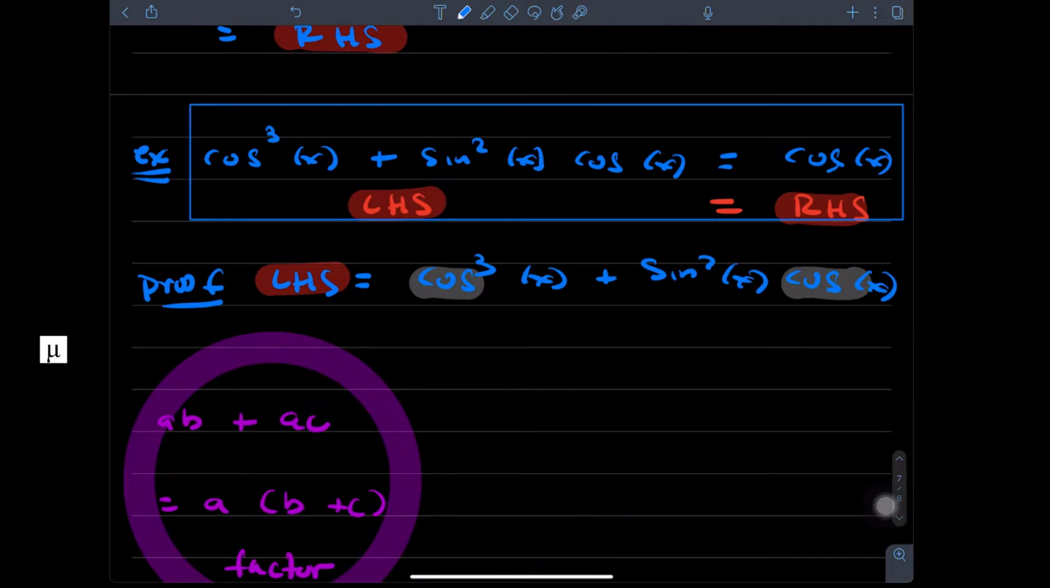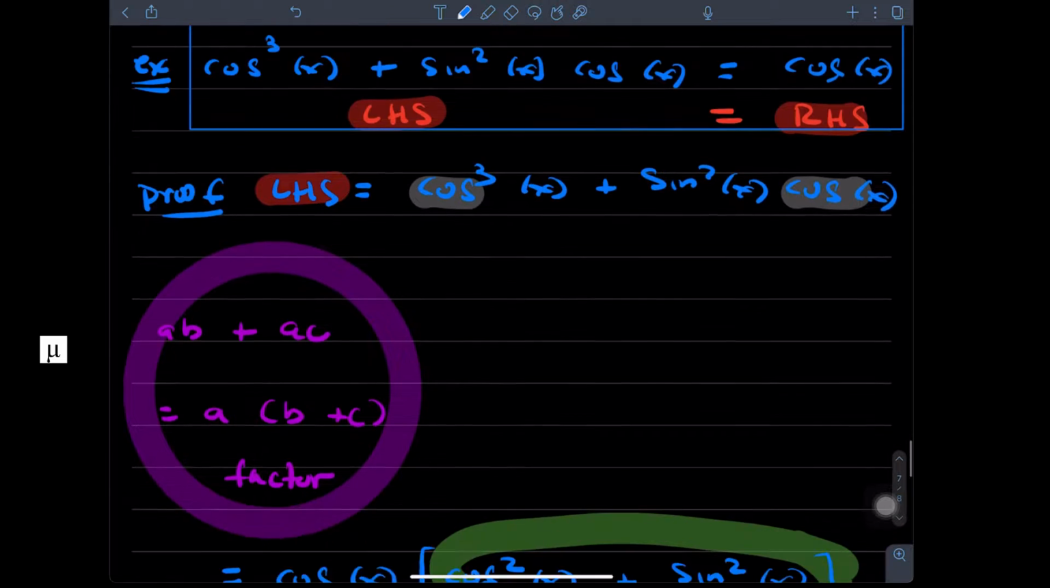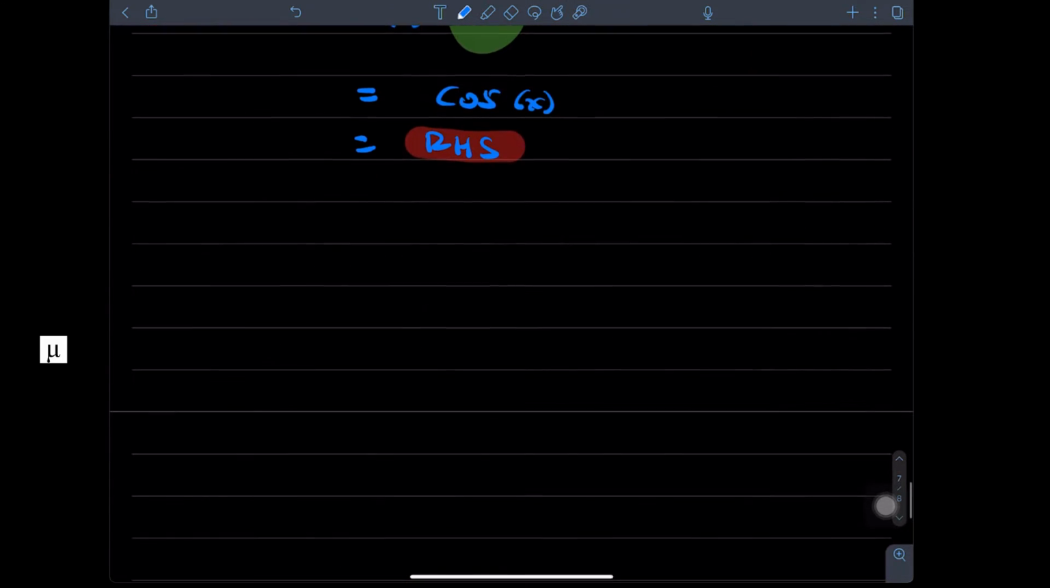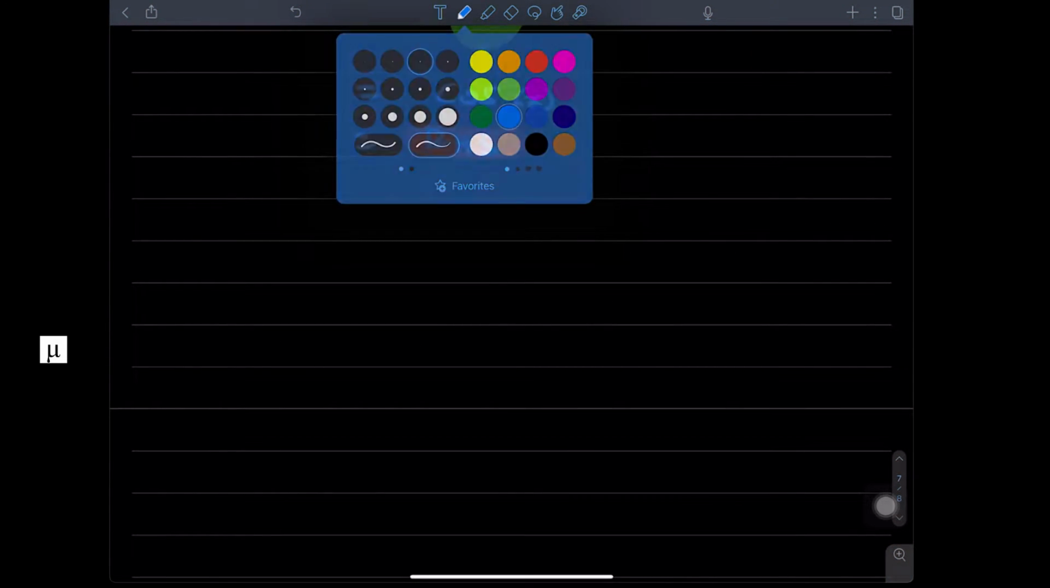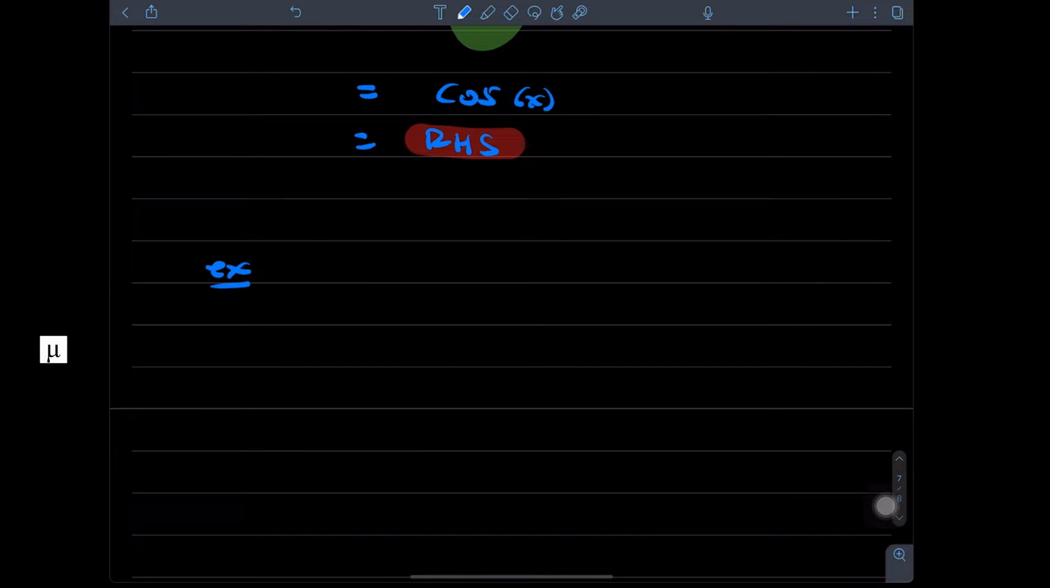You have an identity. The more complicated side is equivalent to that less complicated side. And that's the whole idea, ladies and gentlemen, that we're learning. Easy breezy, lemon squeezy. That's the whole idea.